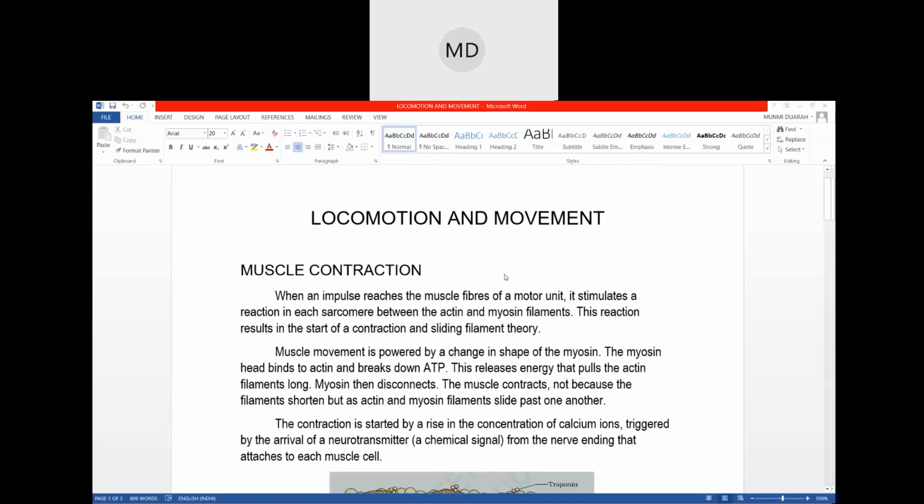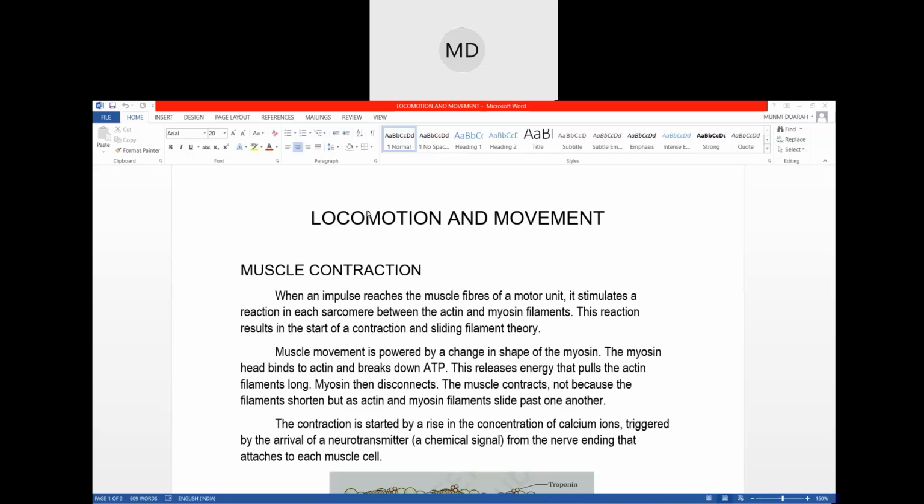Okay, so locomotion and movement is a very essential thing that is required for all living organisms, not only human beings, but also other living organisms, excluding the plants. Other living organisms like animals, dogs, cats, everything. So everyone needs to move, right?